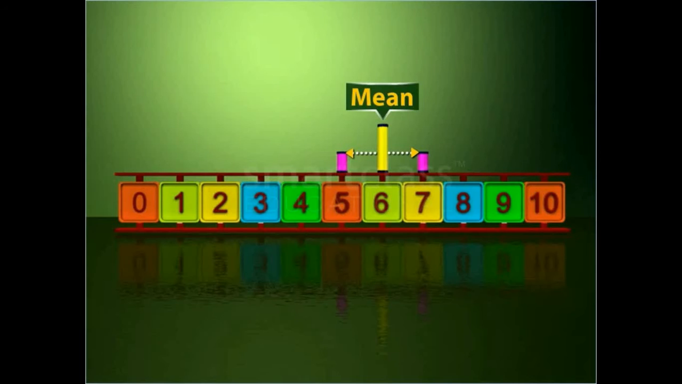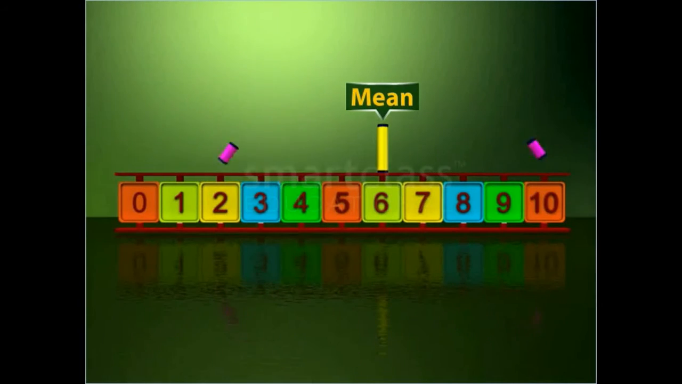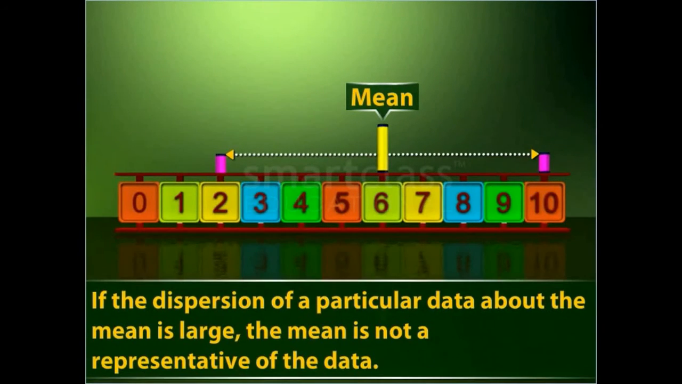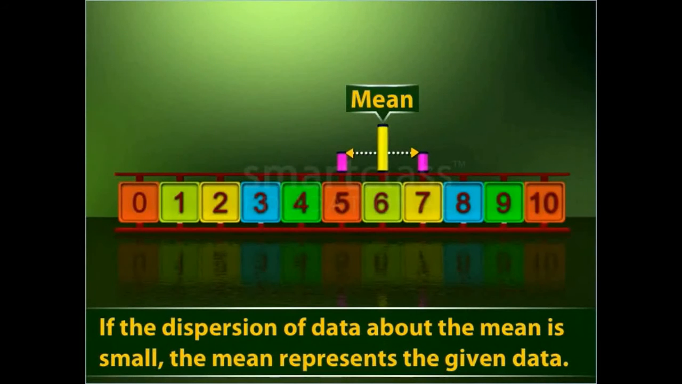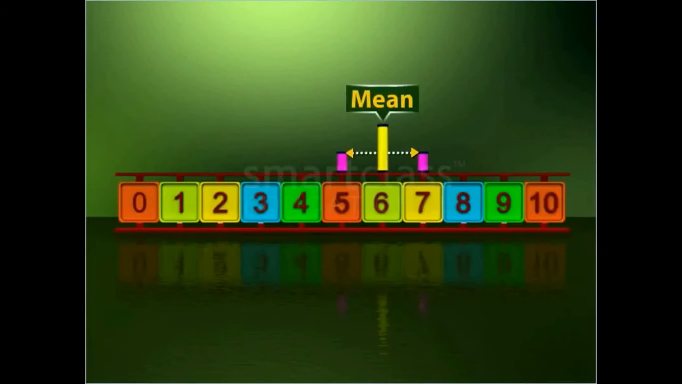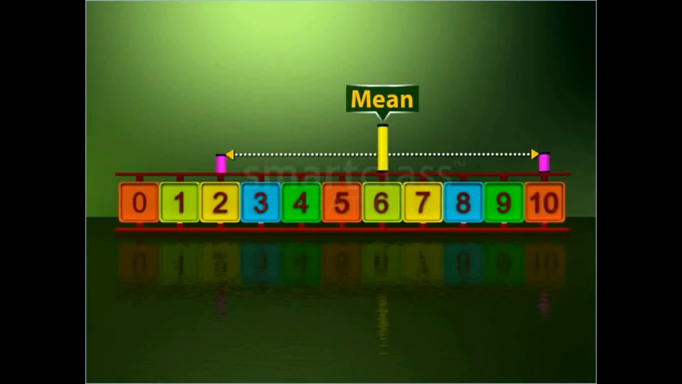If the dispersion of a particular data about the mean is large, the mean is not a representative of the data. If the dispersion of data about the mean is small, the mean represents the given data. One absolute measure of dispersion that describes how far the observations lie from the mean is variance.